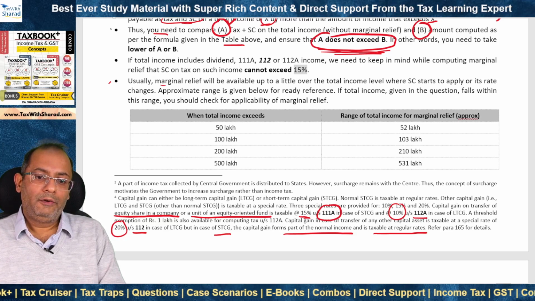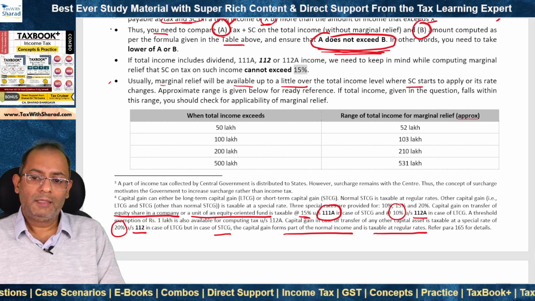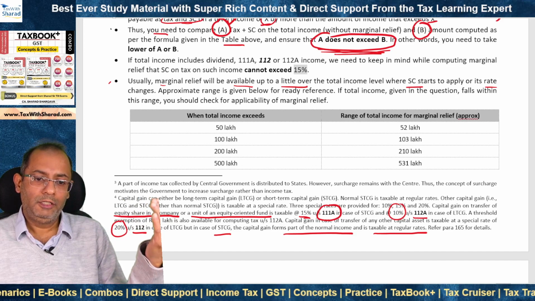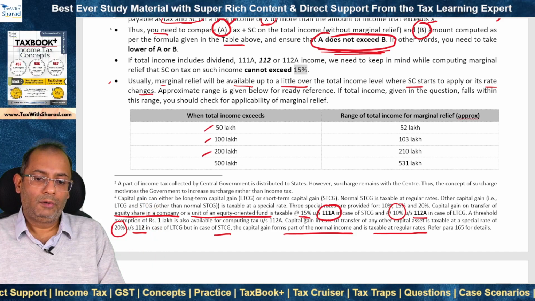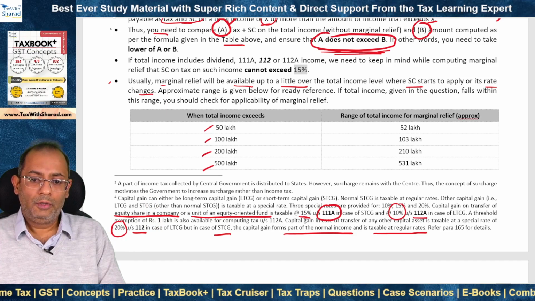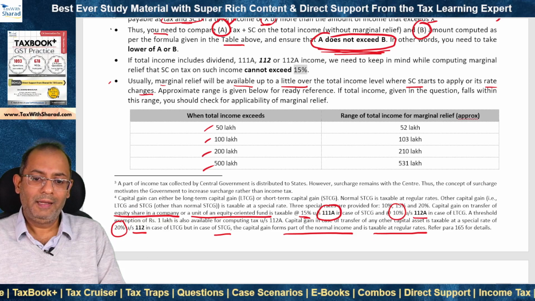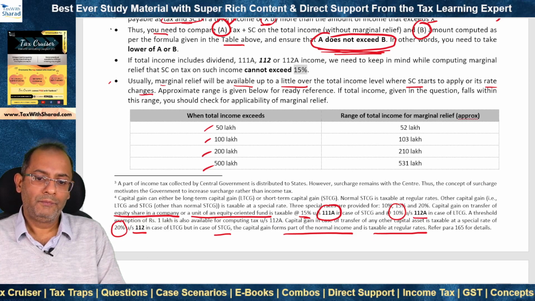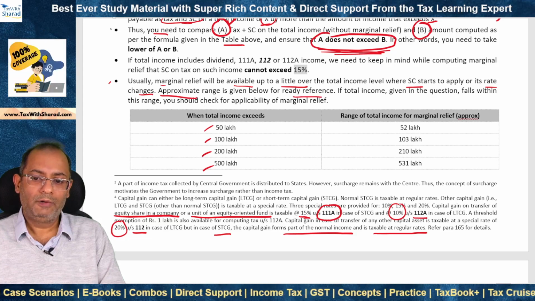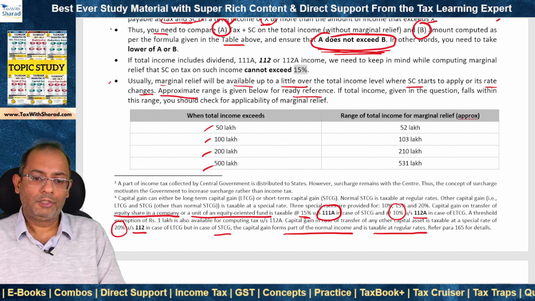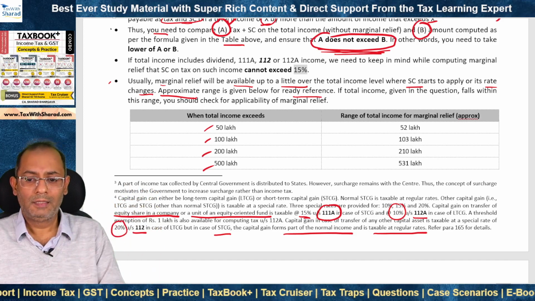So usually marginal relief will be available up to a little over the total income level, where surcharge starts to apply or its rate changes, right? So basically we are talking about the threshold of 50 lakh, 1 crore, 2 crore and 5 crore. So the marginal relief concept will apply to a total income range which is slightly over this particular threshold, right? An approximate range is given in the table for ready reference. If the total income given in the question falls within this range, then you should check for applicability of marginal relief. Otherwise, there is no need.